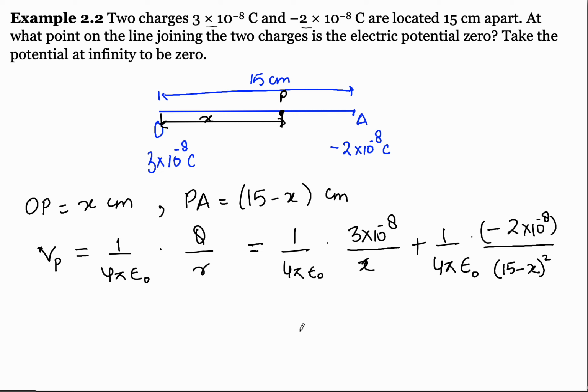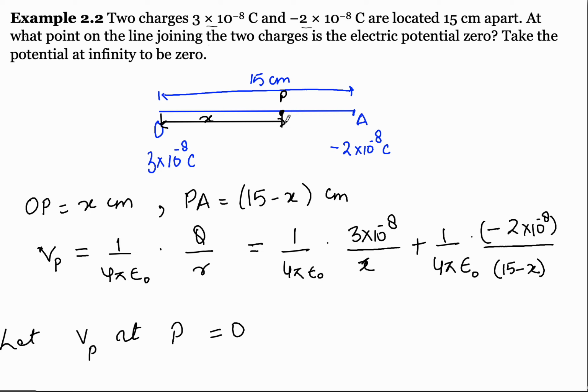Oh, I'm so sorry. It is not whole square. It is simply 15 minus X. Now, this is for the system of charges. So I'm going to write down Vp, let Vp at P be equal to 0.